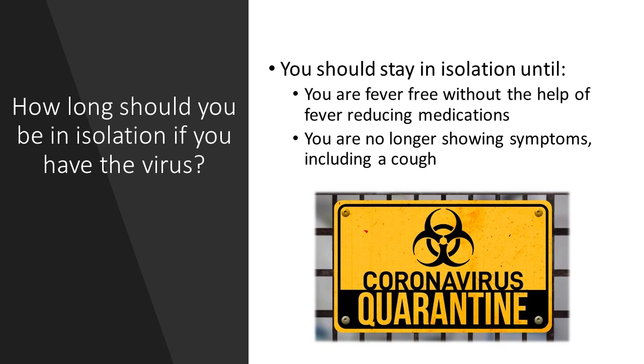Isolation is used to separate sick people from healthy people to prevent the spread of disease. People who are in isolation should stay home. In the home, anyone sick should separate themselves from others by staying in a specific sick bedroom or space and using a different bathroom if possible. If that is not possible, it is important to disinfect that bathroom every time the person uses it.